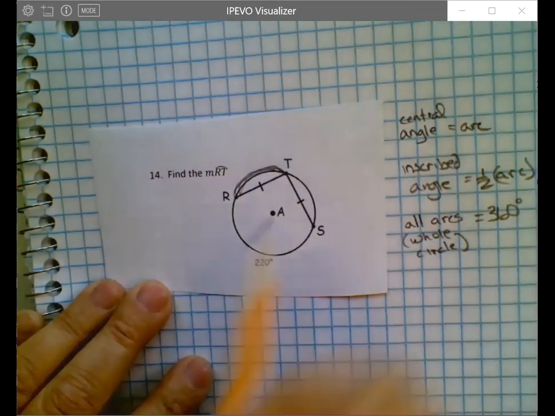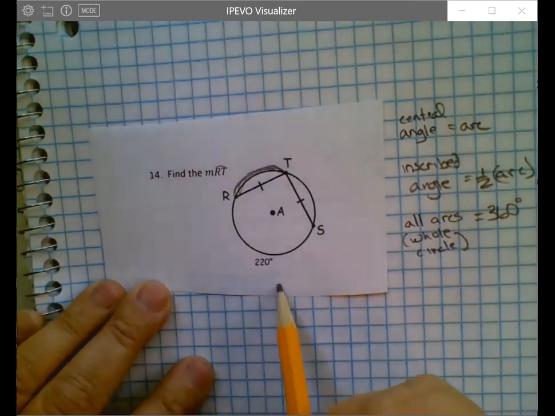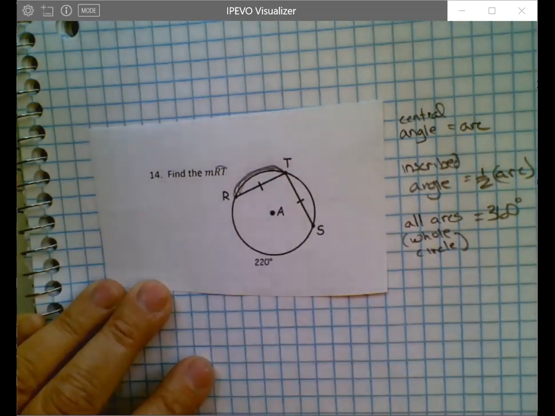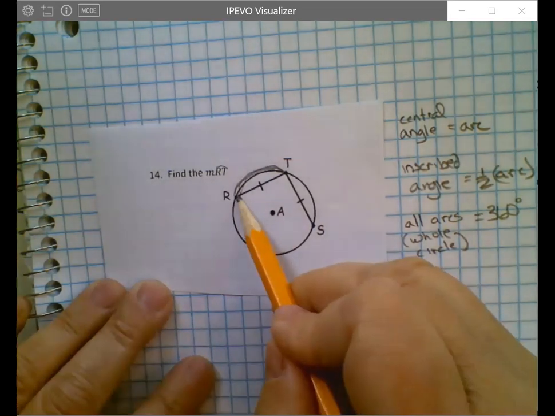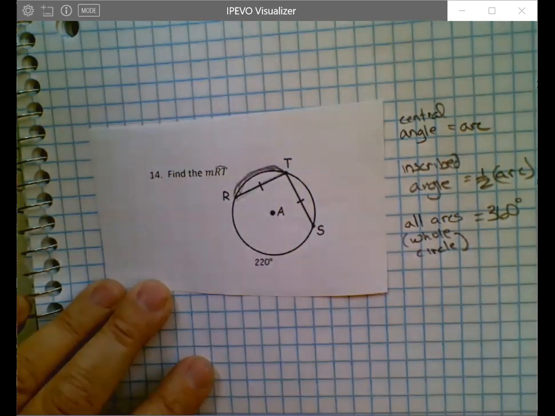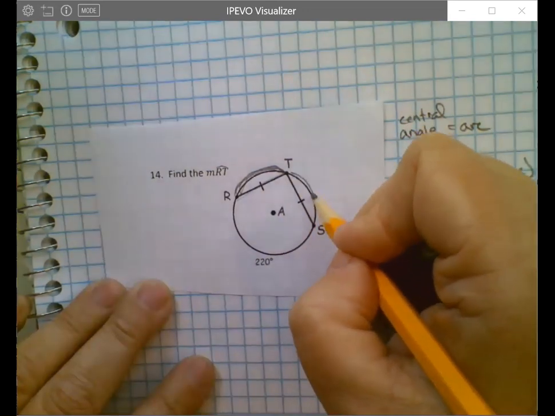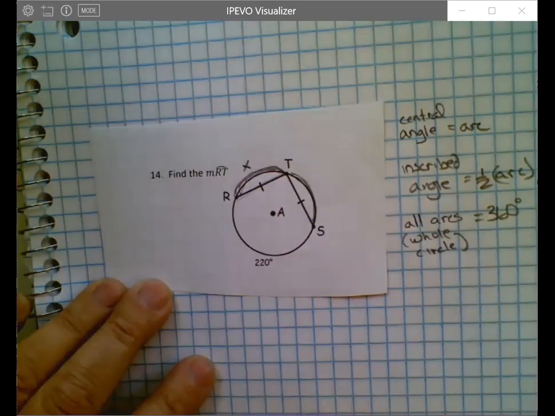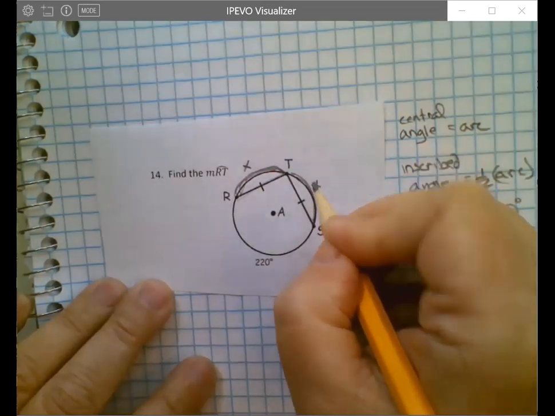All right, we don't know what this angle is, although we could get it from this 220 because it is an inscribed angle. However, we do know that these two chords, RT and TS, are congruent. So that means that their arcs have to be congruent too. So I'm going to call this one that we're looking for X. And I'm going to say this one over here is also X.